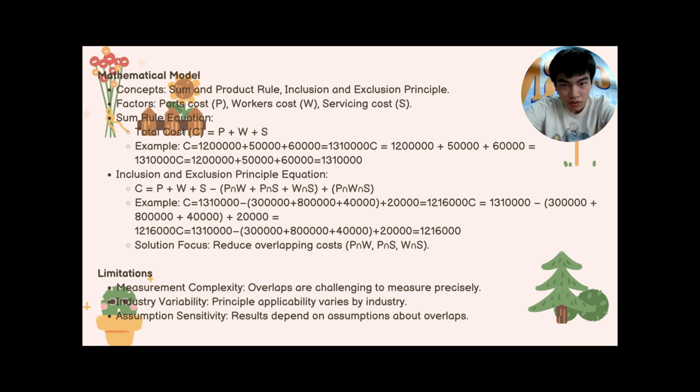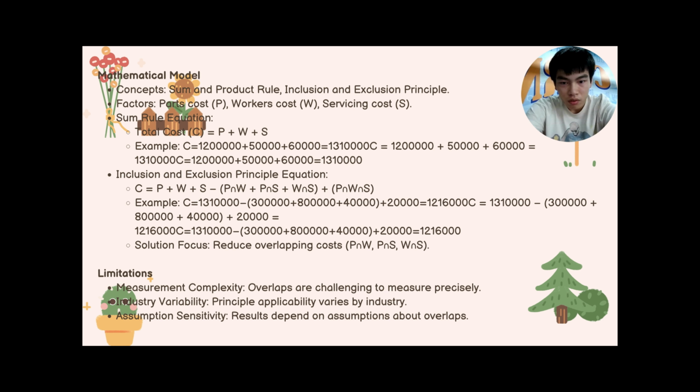Let me explain our mathematical model. We use the sum and product rule and the inclusion and exclusion principle. We consider product cost P, work cost W, and servicing cost S. Then the sum rule equation is C equals P plus W plus S.